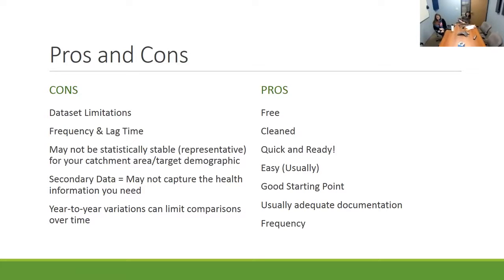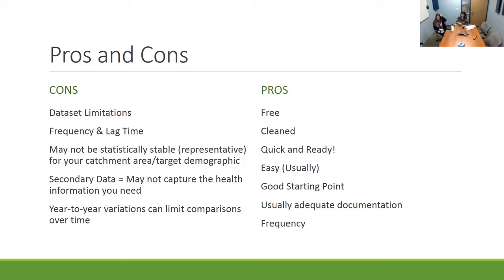The pros. It's free. Many of these cost you $0. For nonprofits and public health organizations, that can be really helpful. This data is cleaned most of the time. These resources will be showing you are clean. And when I say cleaned, it means that any missing variables have been accounted for. It's ready for you to analyze. It doesn't require any further corrections. It's quick and it's ready to go.